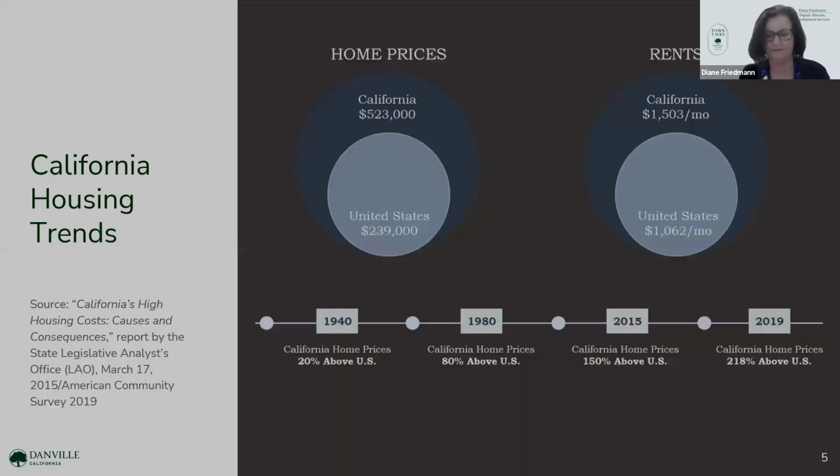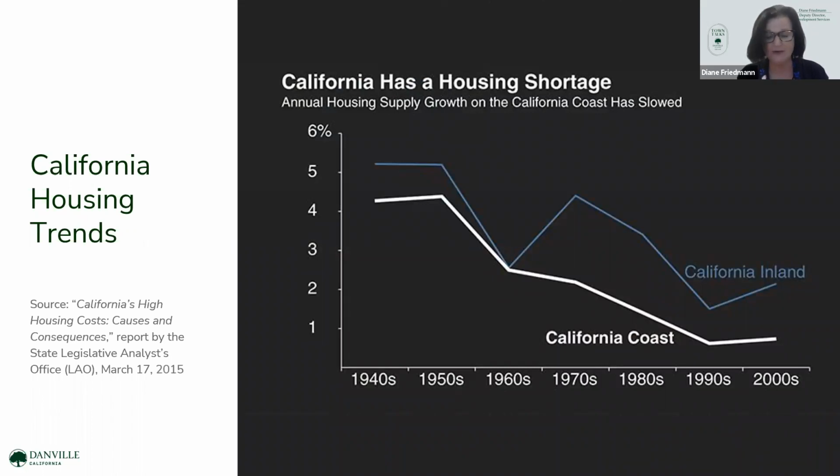Next slide, please. Continuing the theme as far as housing trends, the Legislative Analyst Office, just for reference, is an independent office in the state legislature that does analysis on certain bills and certain housing costs. They do a lot of analyst work for the state legislature. The analyst report from 2015 shows that the growth in housing costs is the result of a housing supply shortage. If you look at the trends from the 1940s on the California coast, housing productivity on the coast has been going down. Most of our major metropolitan areas are along the coast, and most of the housing is moving inland. Next slide, please.